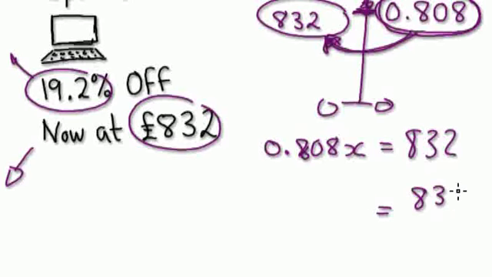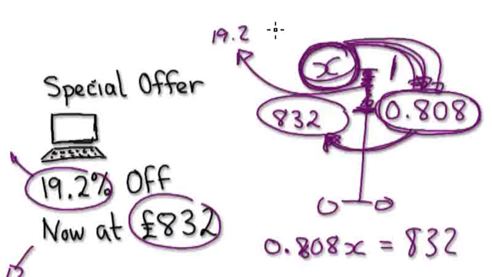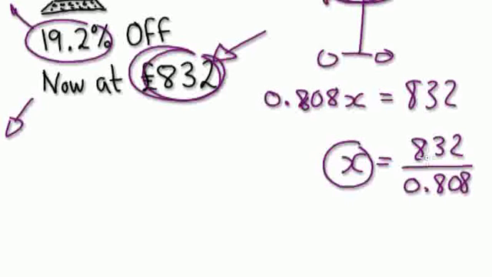So it's 832 divided by 0.808. That will give you X. And remember, X would be the original amount, so it should be higher than this amount here. Okay. So if you want to know X, just punch this into your calculator.